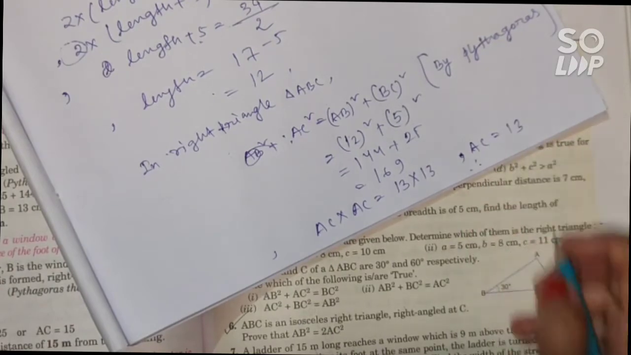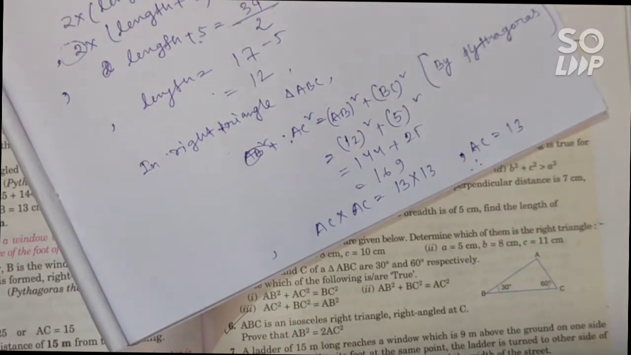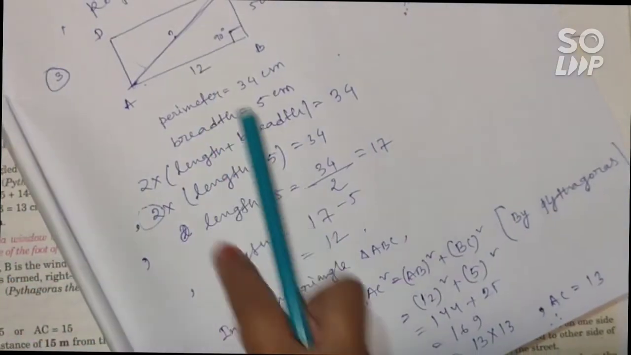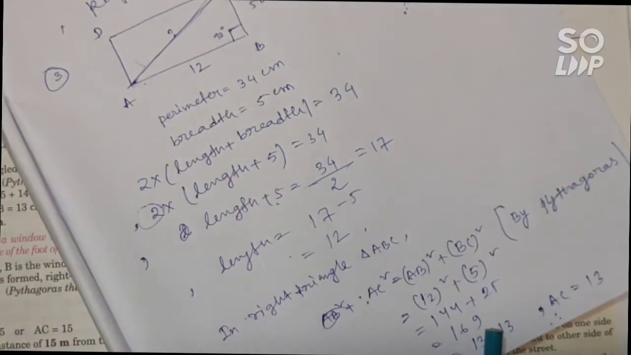That means each diagonal of a rectangle, you have to write the answer. You know that a rectangle has two diagonals, and the two diagonals' lengths are the same. So each diagonal of a rectangle is 13 centimeter.